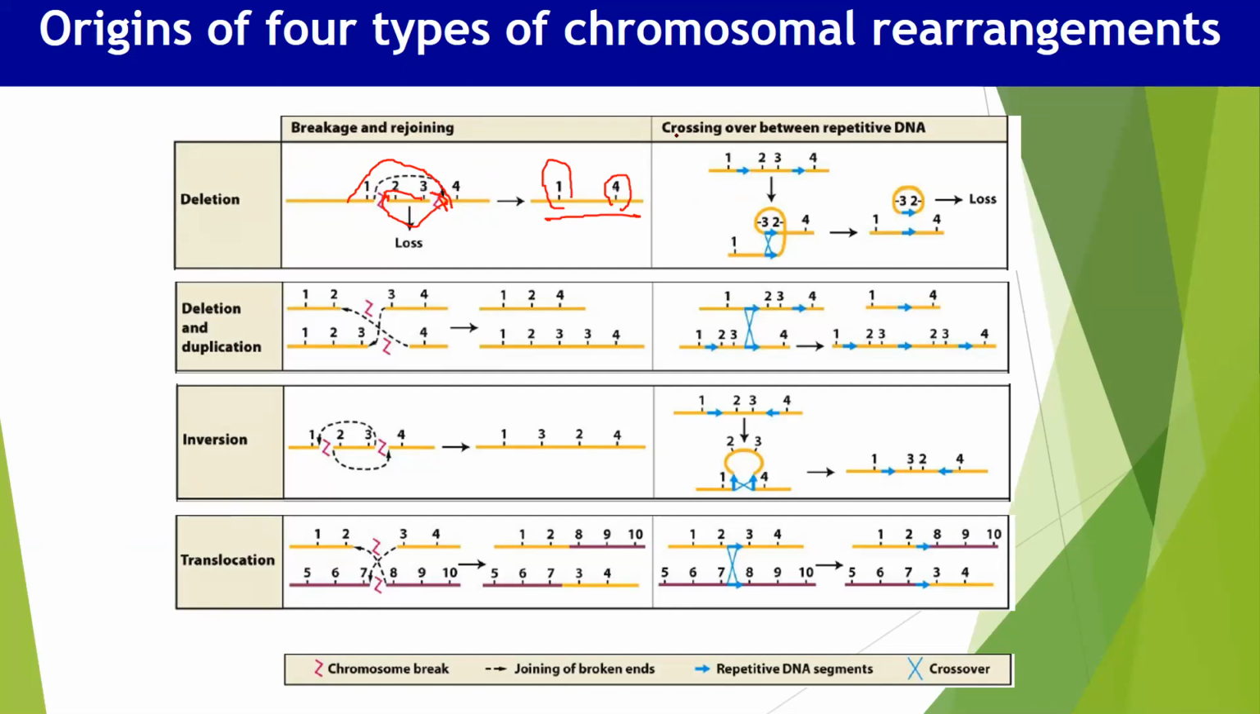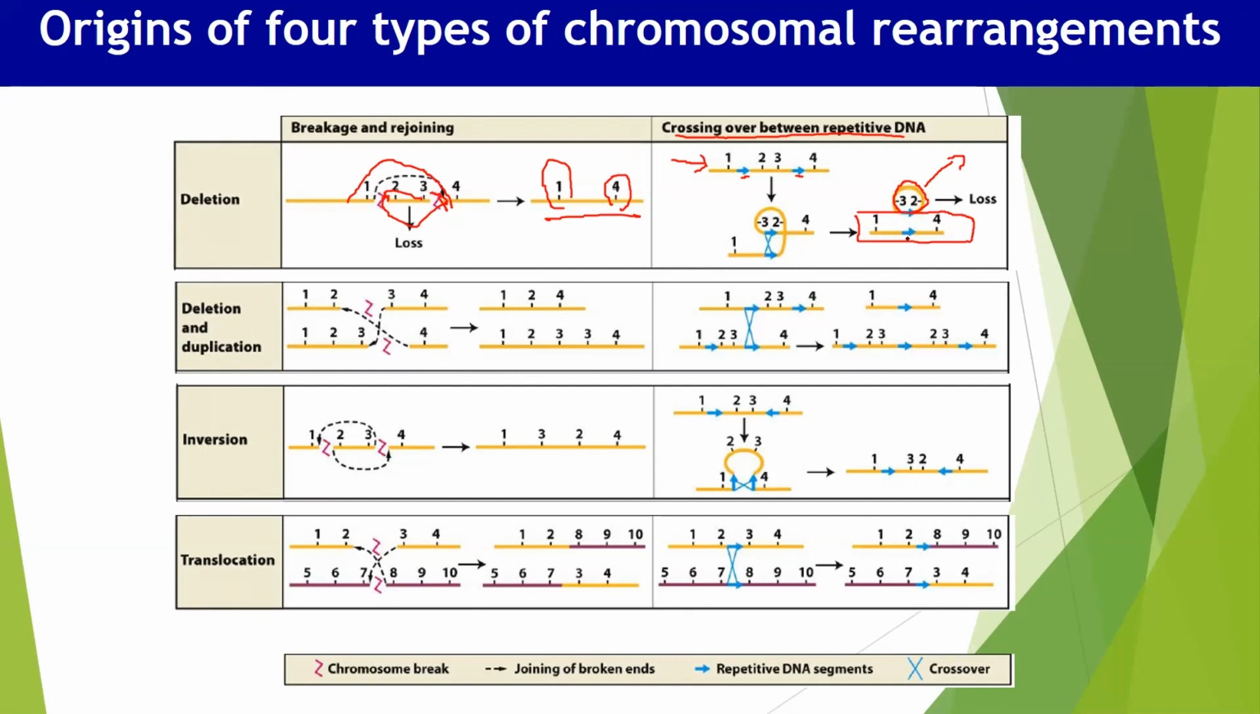And another way to form a deletion is through crossing over between repetitive DNA. So suppose this is the original chromosome, and there's a DNA sequence here, and there's another identical DNA sequence here. If this is the case, these 2 similar or identical regions can be paired together like this, and the crossover could occur within this chromosome. And then what is the consequence of the pairing of this repetitive DNA and the crossing over? So the result is that it will form a loop like this, and this small DNA will be lost, leaving the resultant chromosome like this.